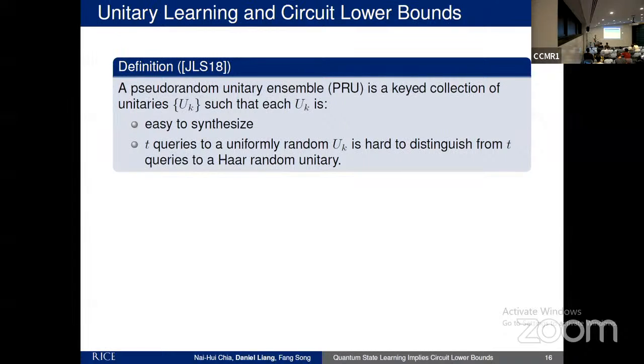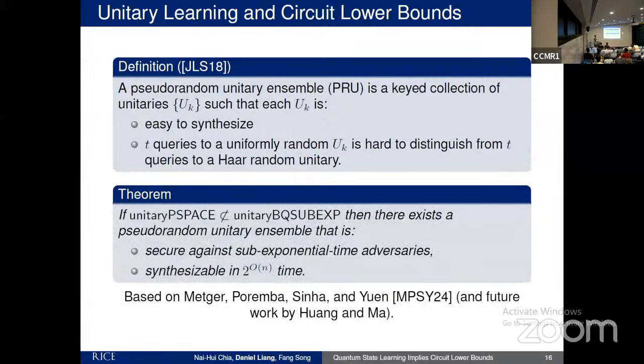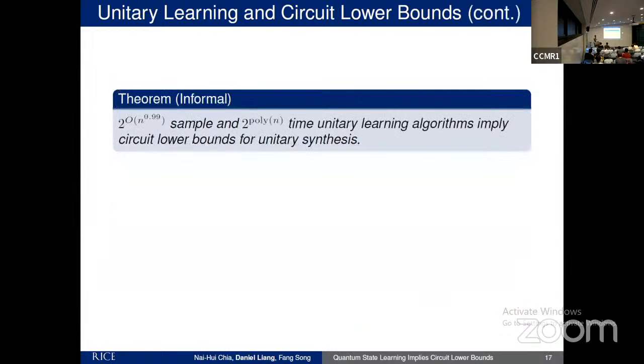There's something called a pseudorandom unitary. We can construct pseudorandom unitaries based on these complexity theoretic assumptions based on unitary synthesis, which may be of independent interest. Unfortunately, we can't really write it up until Robert Huang and Fermi Ma finish their stuff. But yeah, I've talked to them in private. It should all work without too much issue.